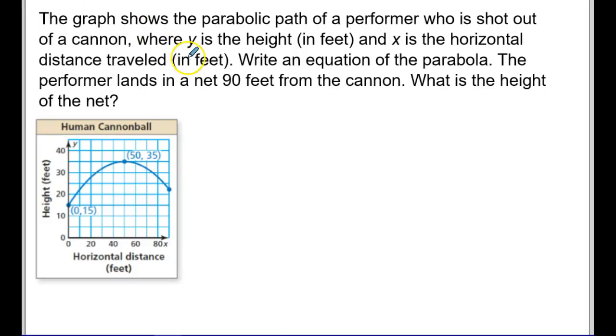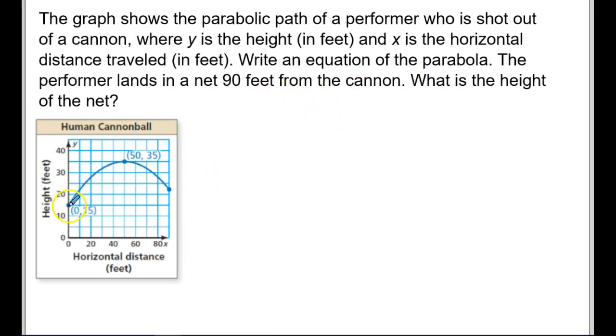Okay, so here we go. Here's our first one. And you'll notice that we're dealing with a lot of word problems here because these are our real life situations. So the graph shows the parabolic path of a performer who was shot out of a cannon, where y is the height in feet and x is the horizontal distance in feet traveled from the cannon. So write an equation of the parabola. So that's really what we're doing first. And then I know that he lands in a net 90 feet from the cannon. So then we have to figure out the height of the net.